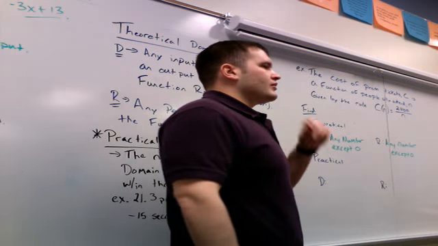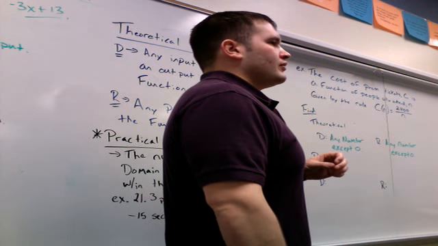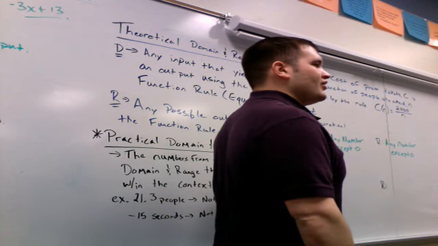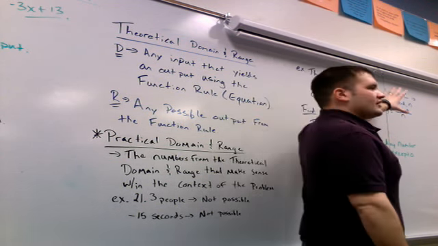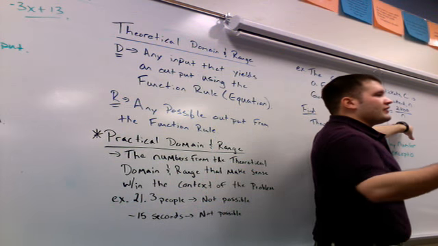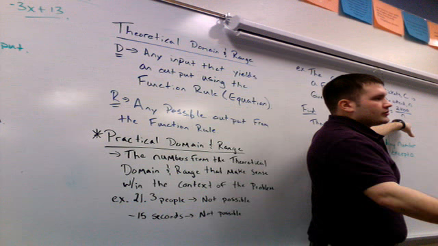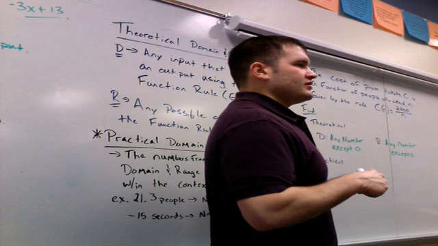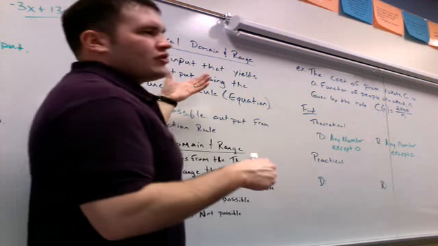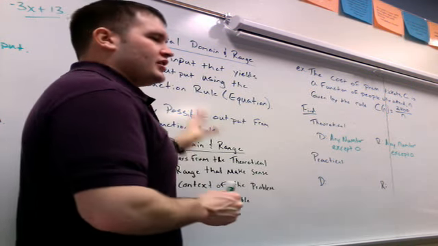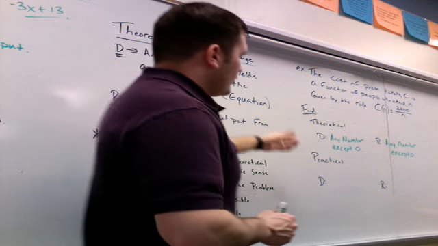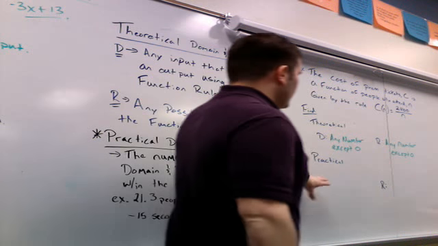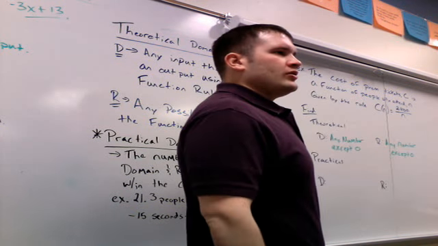How can you put in a negative number of people? Okay. You're getting theoretical and practical confused. For theoretical, we don't worry about the context. We worry only about the equation. So you can have negative people. You can have decimal people. For practical, that's where we start worrying about the context. Theoretical is purely anything you can plug in that gives you an output. Anything you plug into the equation gets an output. For practical domain, now we have to think about the problem. Good question.